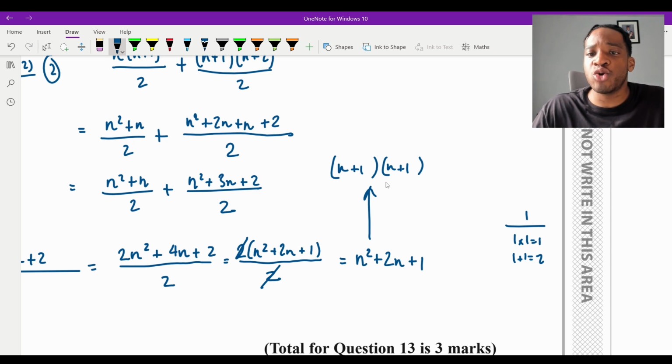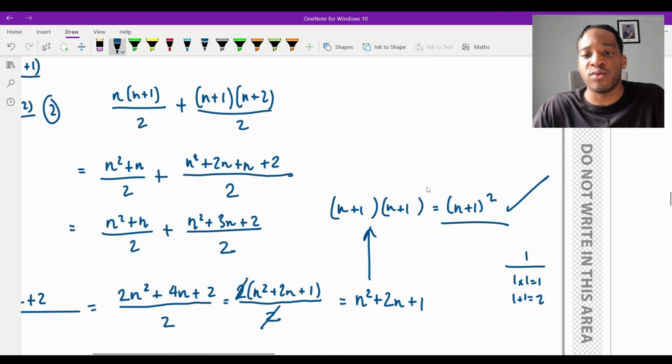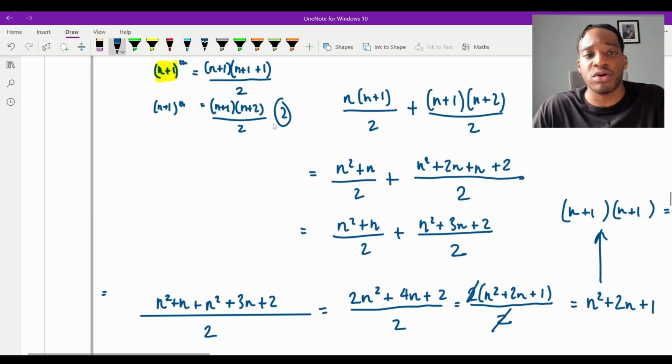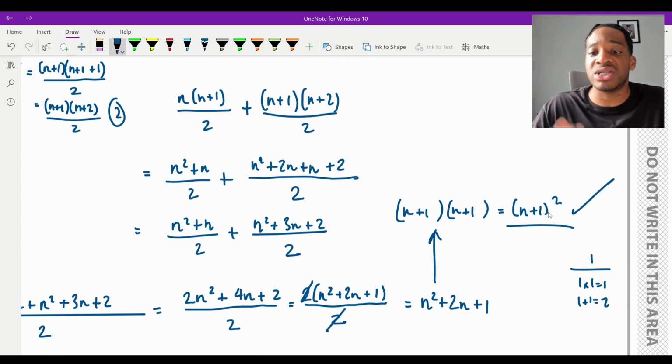So what do we have here? We've got two brackets, right? And they're the exact same thing, meaning that we can just write this as n plus 1 all squared. And that's exactly what they wanted, a square number. We've been able to show that these two triangular numbers, we add them together and it simplifies all the way down to something squared. So therefore we've proved it.